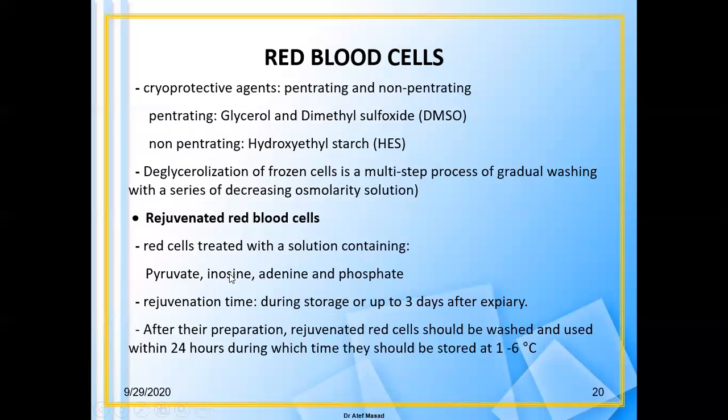The penetrating type is glycerol and dimethyl sulfoxide, which we call DMSO. The non-penetrating is hydroxyethyl starch. So we have two types of cryoprotective agents: glycerol and DMSO, which are used in general, and the non-penetrating one, HES.